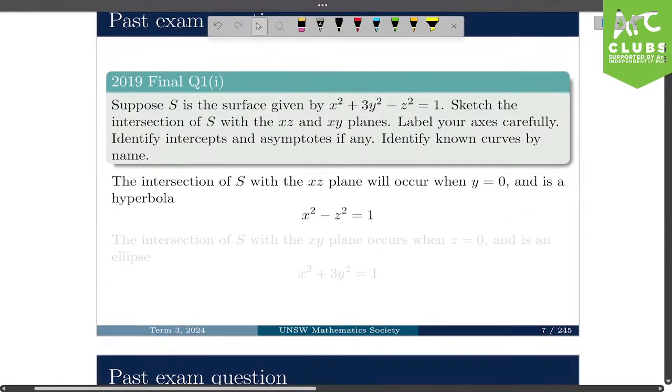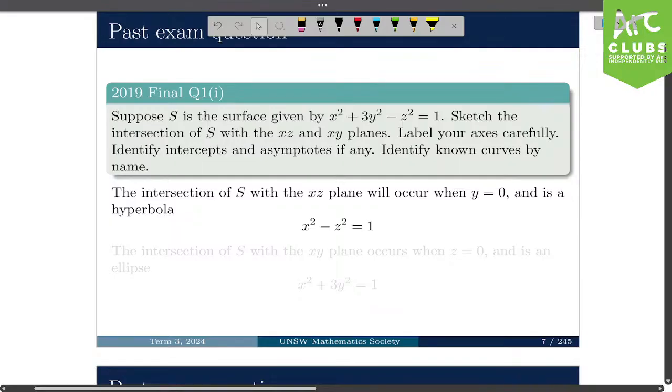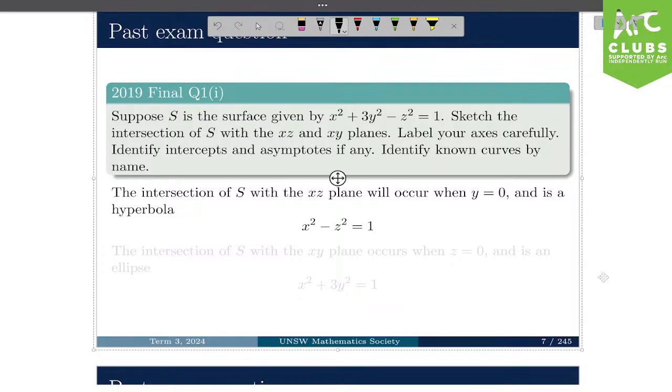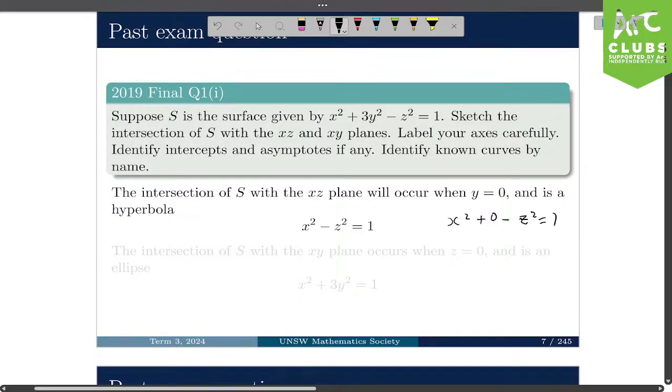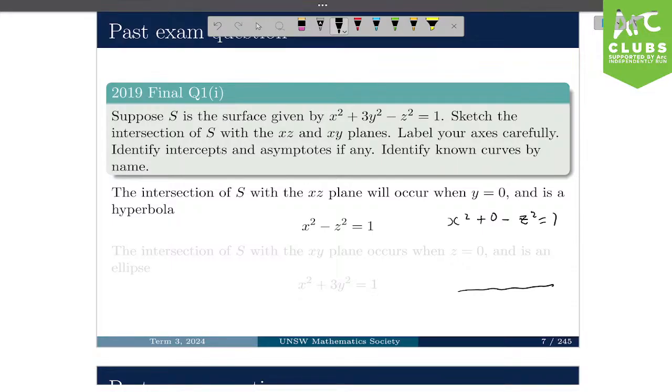So let's start with the intersection with the xz plane. The intersection of S with the xz plane will occur when y equals 0. So what we end up getting is x squared plus 0 minus z squared equals 1. We know that this is a hyperbola, which looks something similar to this, where let's say we mark x as the horizontal axis and z as the vertical. We'll end up getting a graph that looks kind of like this, where it intercepts the x-axis at the points (1, 0) and when x is negative 1.